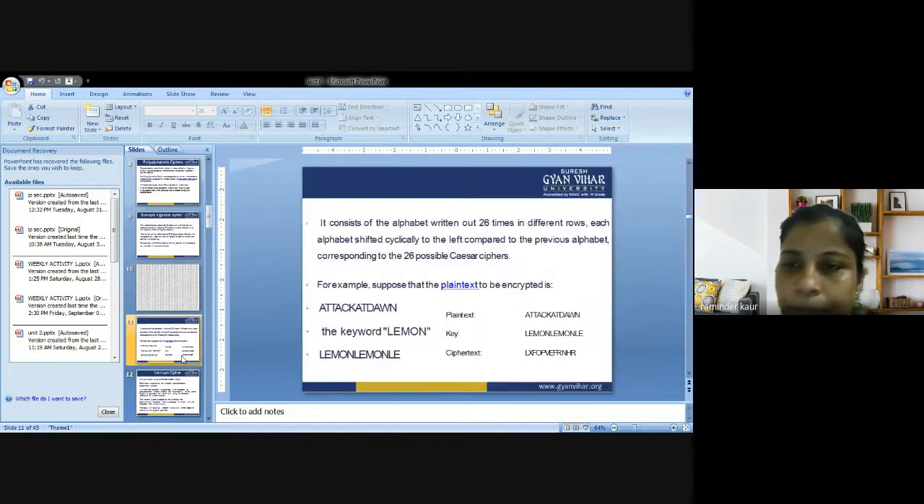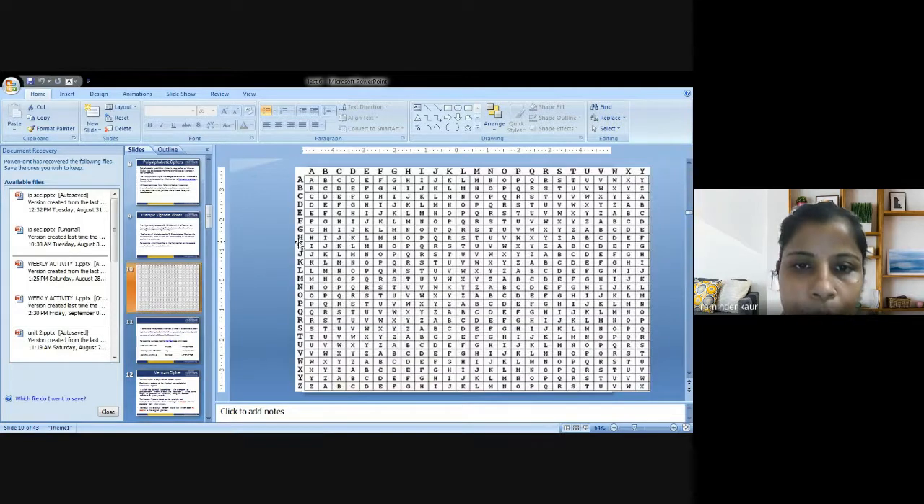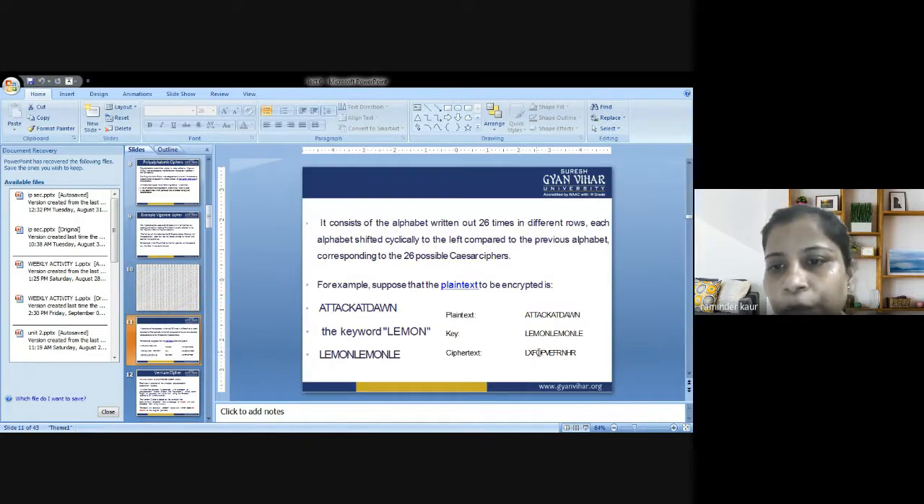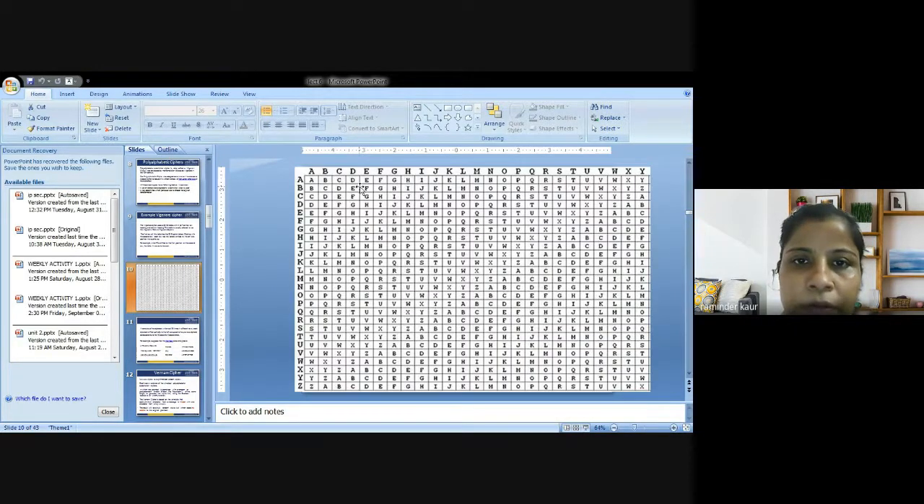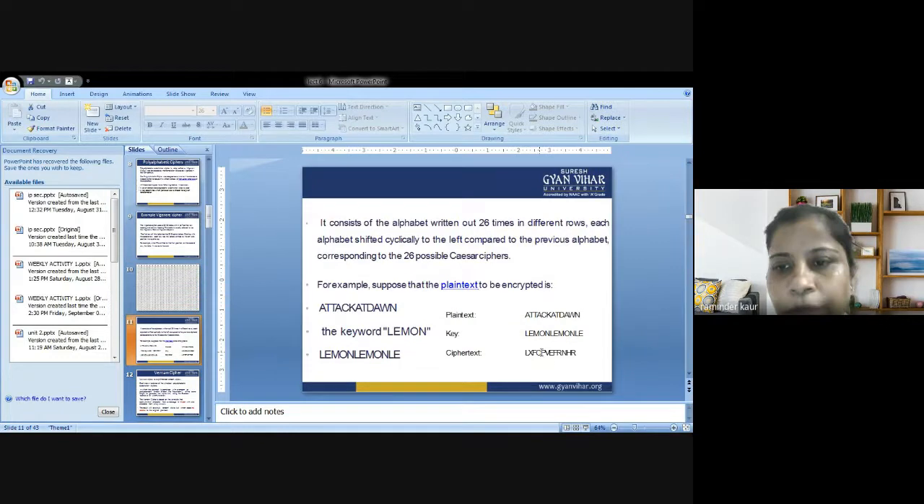Next is A and O. It will be represented by O. Next is C and N. It will be represented by P here.